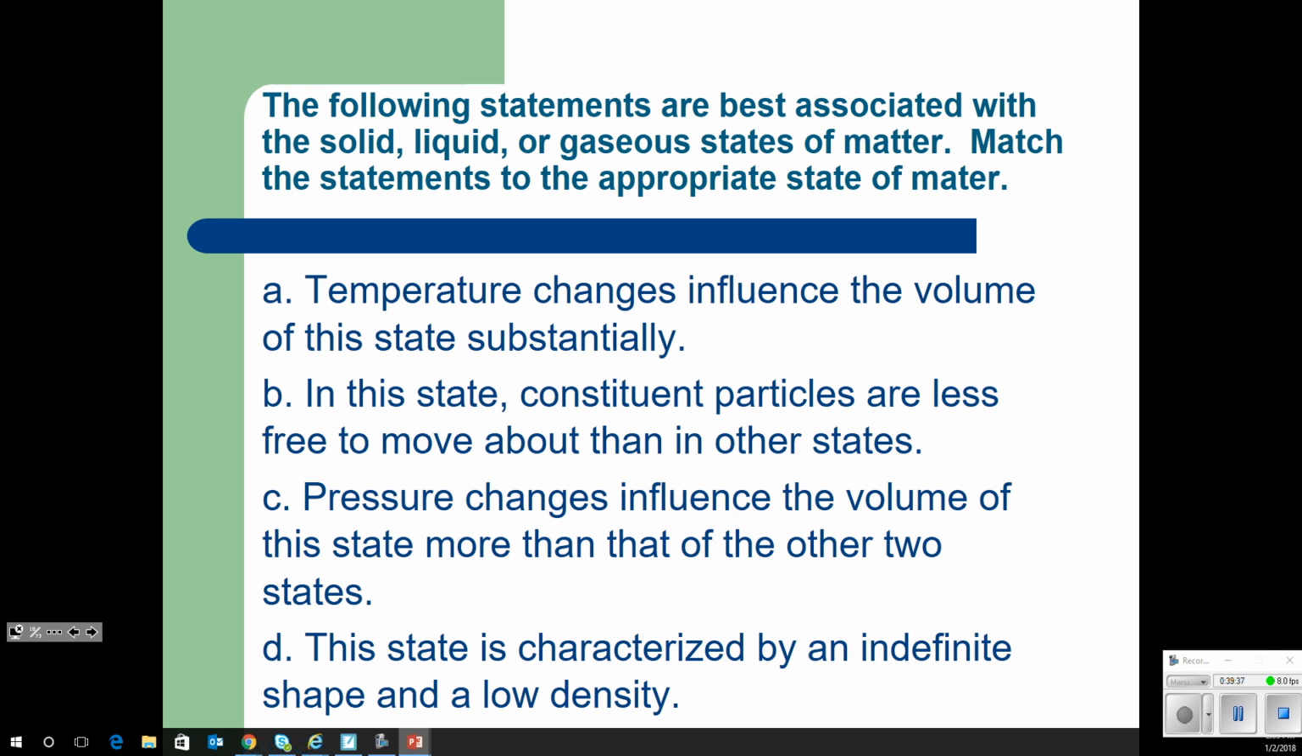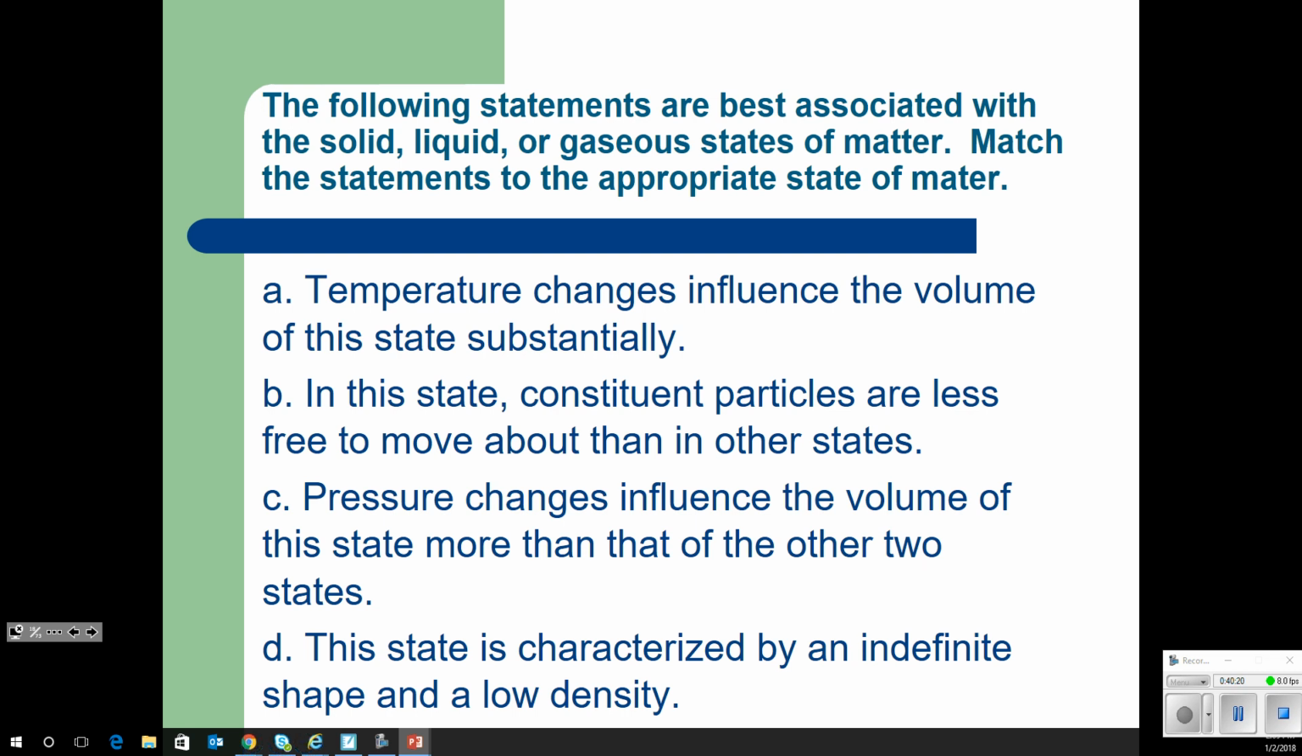Okay, in this state, constituent particles are less free to move about than any other state. Less free to move about. Should be giving me a fist. Solid. Okay. Pressure changes influence the volume of the state more than any of the other 2 states. So pressure changes affect this one more. Should be showing me gas. Okay, this state is characterized by an indefinite shape and a low density. Again, that's gas. Good.